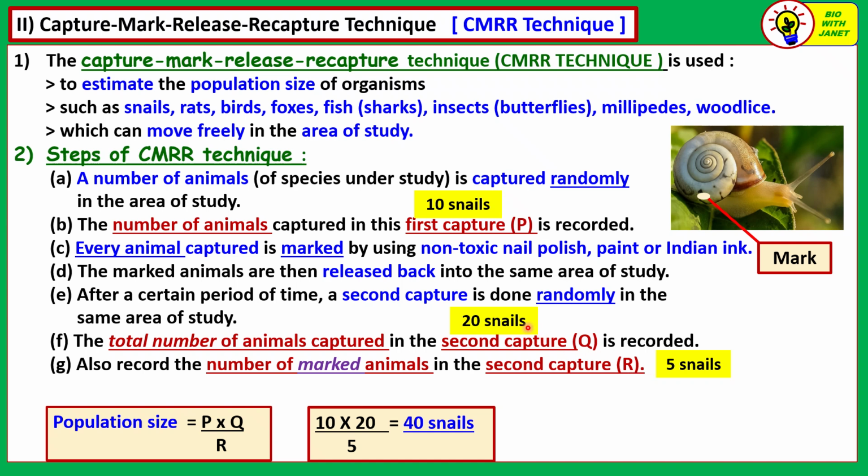So let's say I captured 20 snails. Then I have to observe the 20 snails. Which one has the mark on it? Let's say out of 20 snails, 5 snails were marked with a mark. Could be nail polish or paint, right?